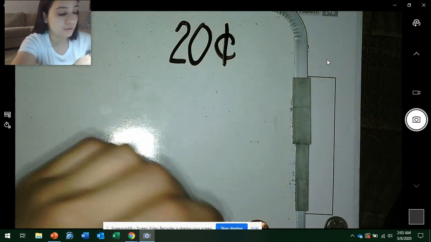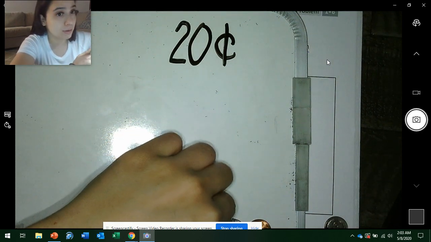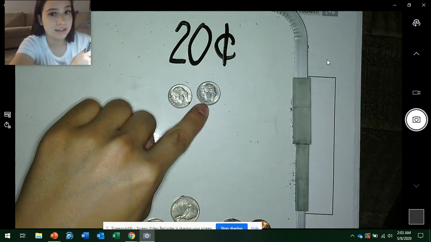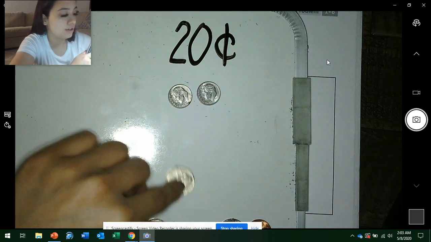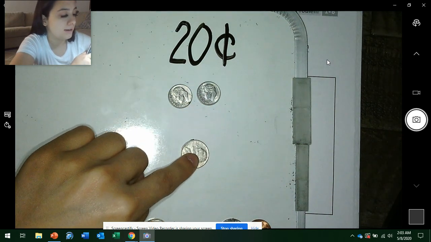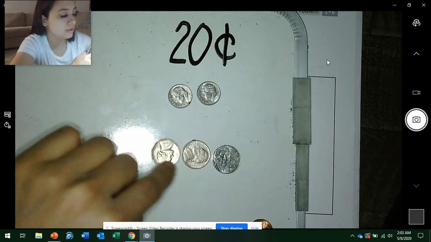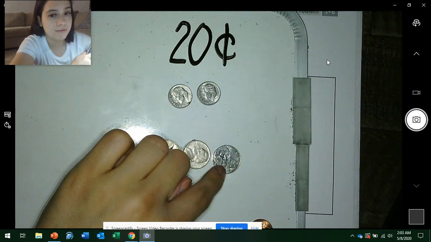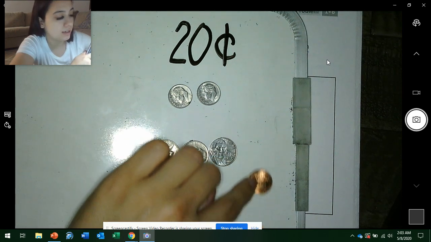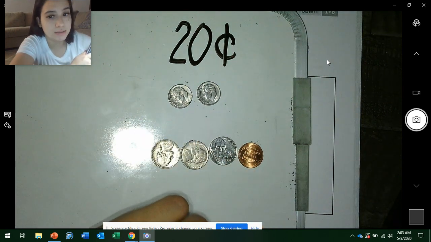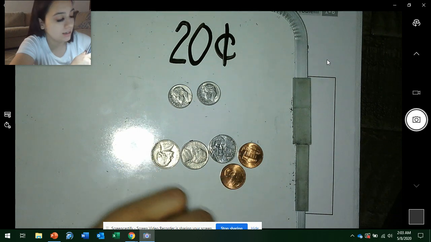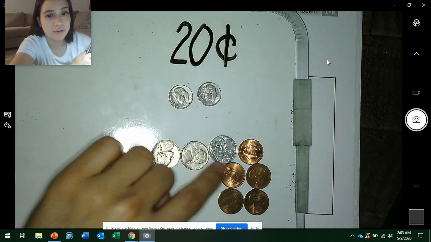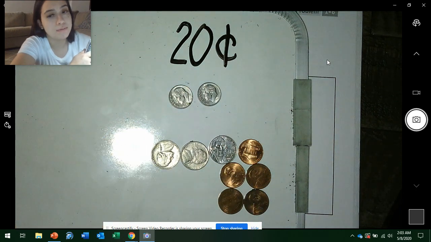So with the coins that we have, we could have used only 2 dimes, because 10 plus 10 is 20. Or we could have used 3 nickels. If we count by fives, let's count by fives. Get ready? 5, 10, 15, and we need 16. We're going to count by ones because we're going to add pennies. 17, 18, 19, 20. So 3 nickels and 5 pennies make up 20 cents too.